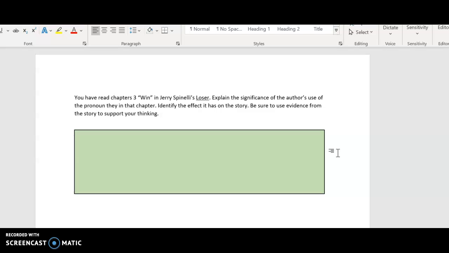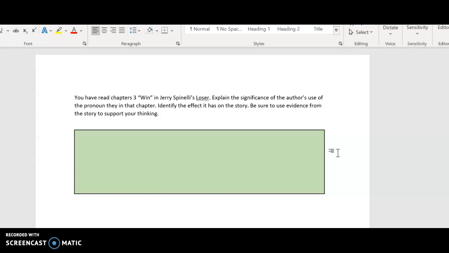We need to figure out what is it that we need to do. Literally, what are we answering? So we have read chapter 3 in Jerry Spinelli's Loser. Explain the significance of the author's use of the pronoun they in that chapter. Identify the effect it has on the story. Be sure to use evidence from the story to support your thinking.